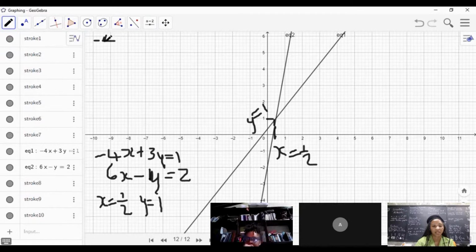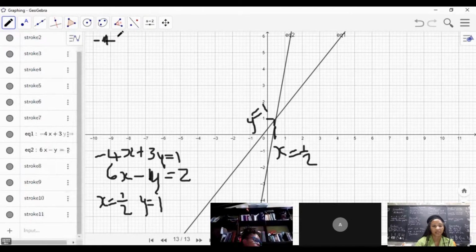So if we have -4x plus 3y equals 1. All right, we're going to use this now to substitute. So we're going to make this the subject of the equation.